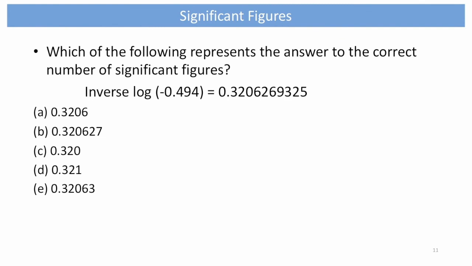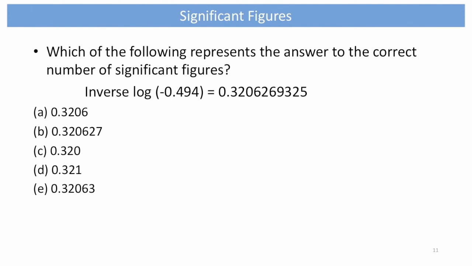Okay, so let's just go through a couple practice questions, and then that'll be it for this. Which of the following represents the answer to the correct number of significant figures? The inverse log of minus 0.494. There is the answer, all the numbers you might see on your calculator. So the question is, how many significant figures does that number have? Okay, pause the video if you need to. Take a second to try and figure this out.